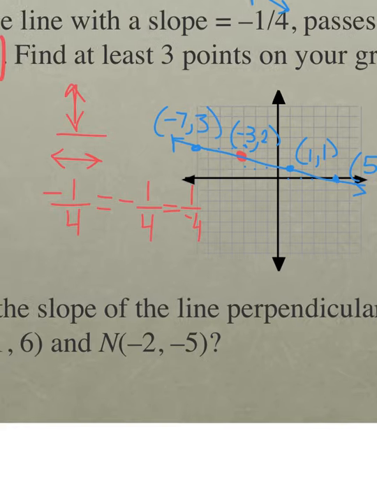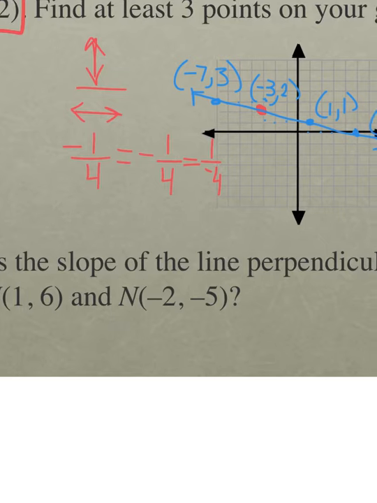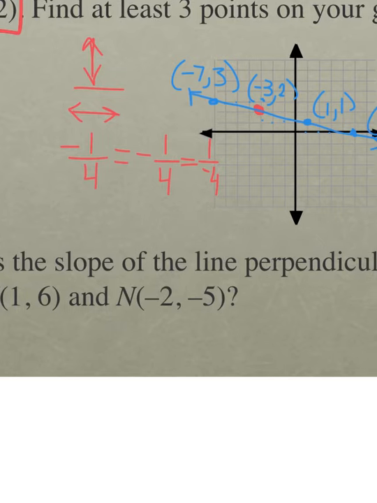Okay, and that's how we graph that line. All right, so what is the slope of the line perpendicular to MN with M equals (1, 6) and N at (-2, 5)? So what I want you to do is find the slope of MN first, and then tell me what the perpendicular line's slope is.